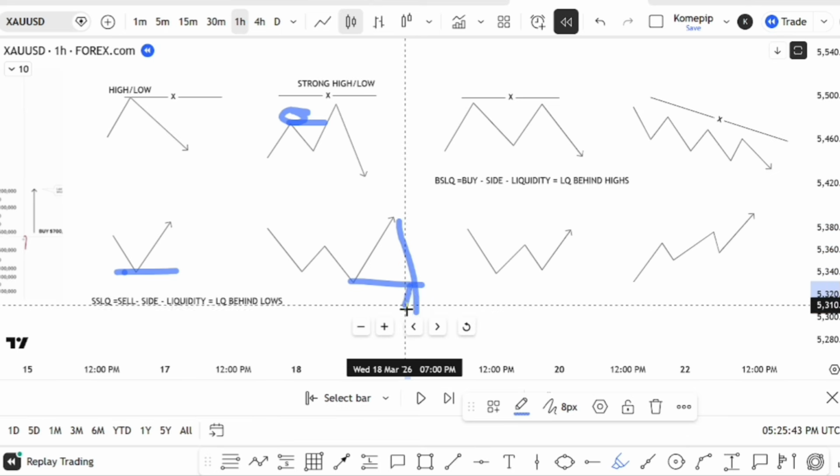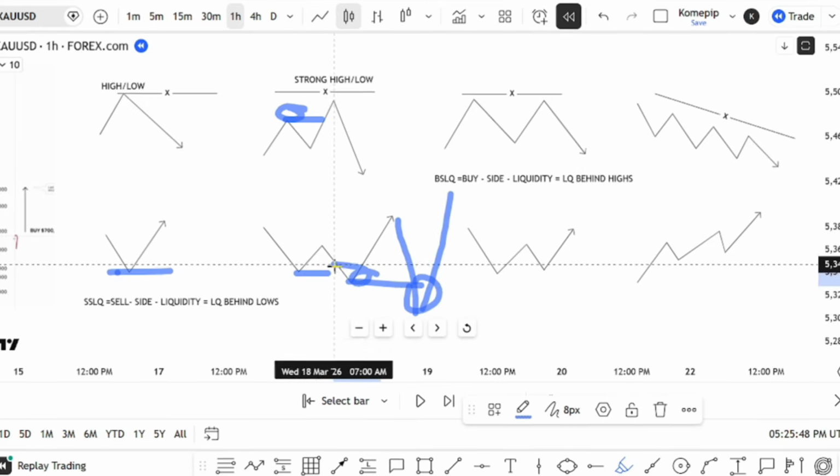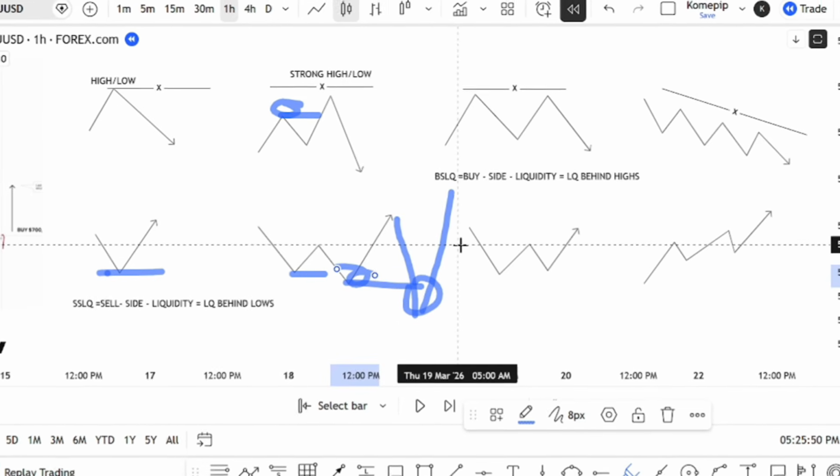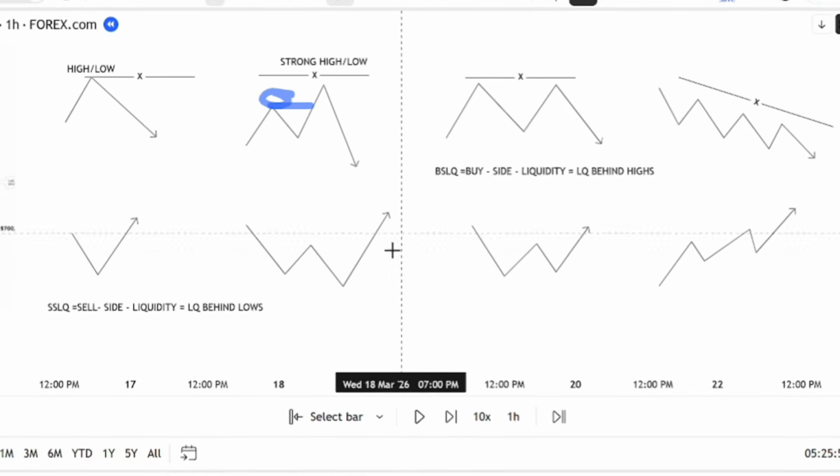if it closed with body, it means we have a true break of structure, because there was a liquidity here that was taken and price is willing to move. And this is the ideology behind the Komepips iCRT.